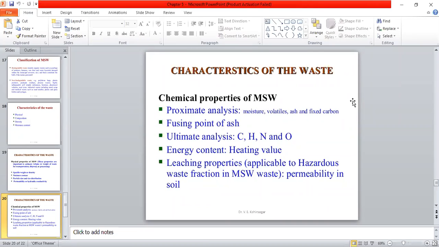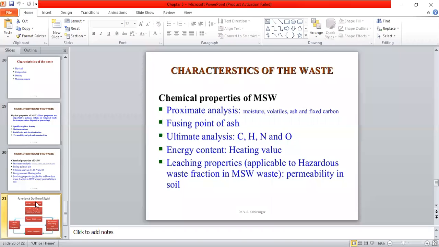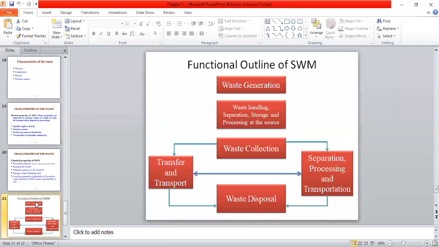If the leaching property is high, meaning a larger quantity of liquid waste is getting generated, then you need to plan for the liquid waste treatment, and if it is less then you don't need to go for the plan for the treatment of liquid waste. Okay, so that way you need to understand this last property also as a chemical characteristic of municipal solid waste.